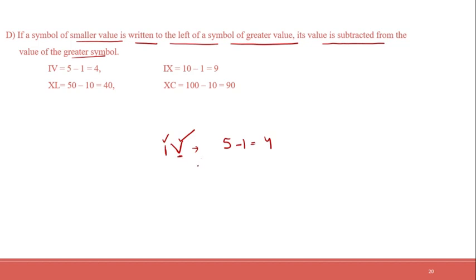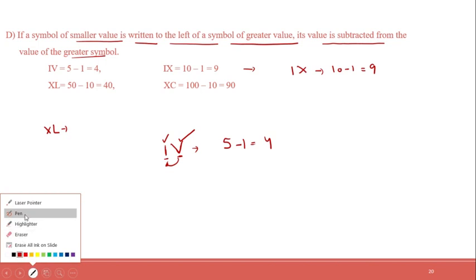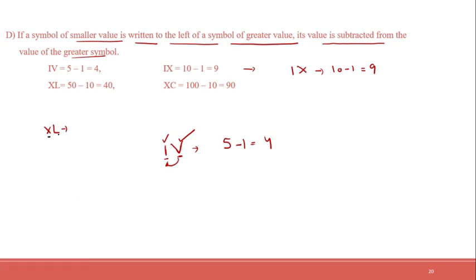It is the greater value. I am subtracting this smaller value from this greater value because it is written on the left of it. So 5 minus 1, 4. Here I know now you guys can do it very easily. 10 minus 1, 9, right? Similarly, this. Now, notice one thing. Here, two things are written. One is 10 and one is 50. Which is larger? This 50 is larger. So, we'll write 50 first.